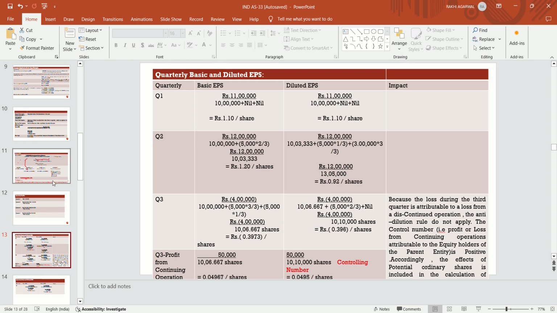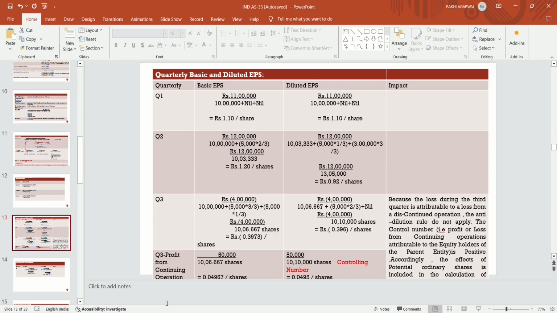Now in quarter 3, what happened? In quarter 3 there is a loss of 4 lakhs. So rupees 4 lakhs divided by 10 lakhs, that is the basic number of shares, plus 5,000 shares for the retail store opened in quarter 2, that is for 3 months, 3 divided by 3, plus the retail store opened in quarter 3, that is on 1st September 2021. So 5,000 into, because it is opened in September, the end of quarter 3, this is July, August, September, so it will be for 1 month. So 1 divided by 3.